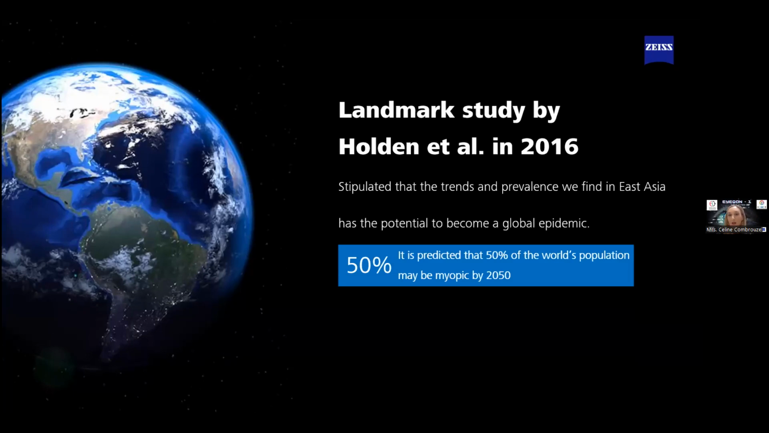Right now in China, 90% of the children below 20 years old are having myopia. It is the heart of the pandemic, and it's not that fast in the rest of the world, but it is still very fast. It is also said that by 2050, 50% of the worldwide population is going to have myopia.